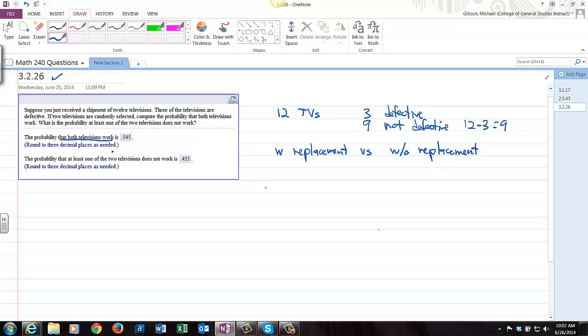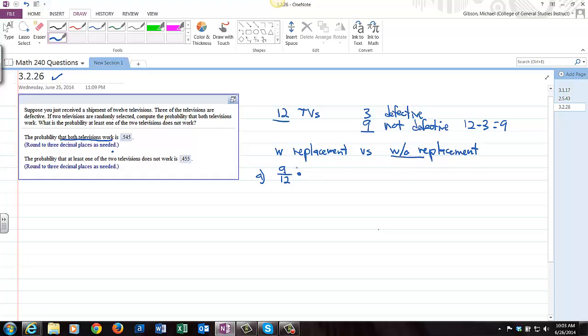So the first TV has got to be not defective. What's the probability it's not defective? Well, 9 of the 12 are not defective. So the first TV, 9 out of 12, it's not defective. Times, what's the probability the second TV is not defective? Well, in this case, you've taken the first TV out, right? It's not there anymore. It's not part of the sample anymore, not part of the group you're going to choose from. That makes this without replacement.